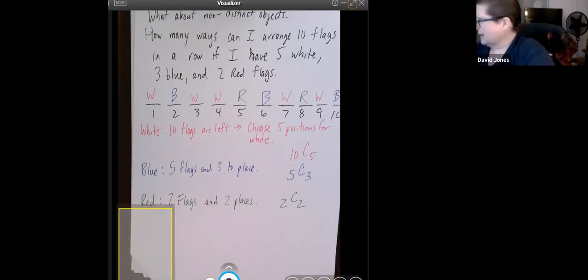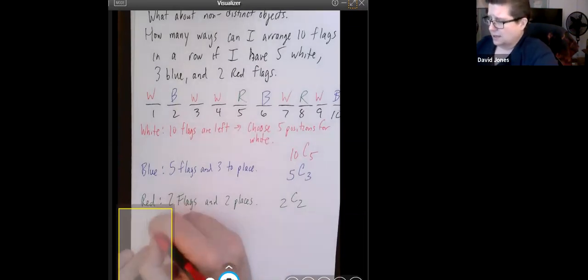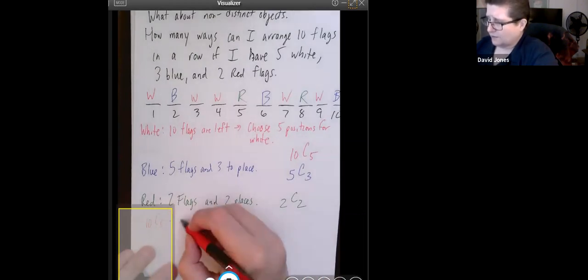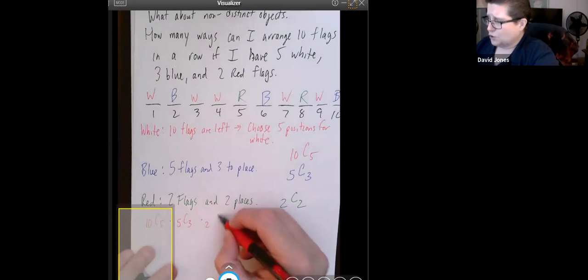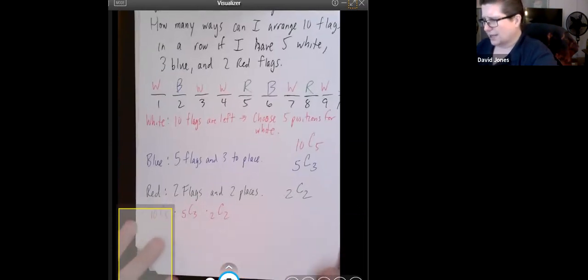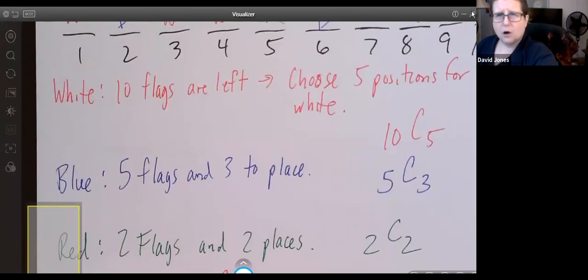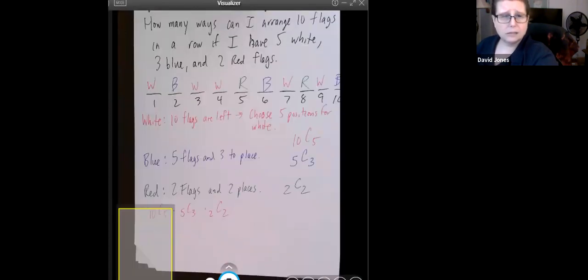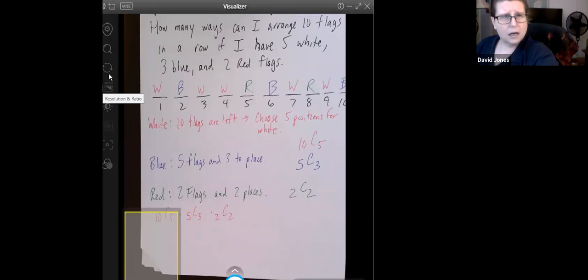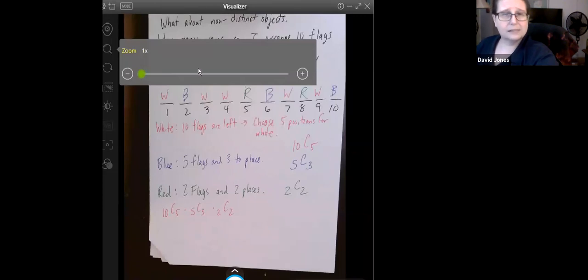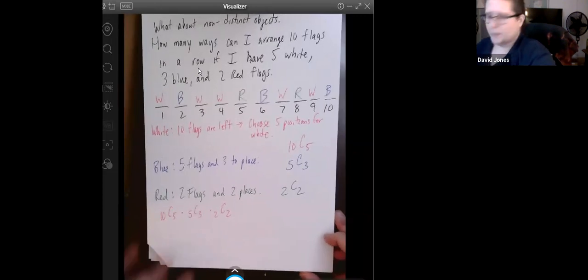What this ends up being is I can multiply these. 10 choose 5, times 5 choose 3, times 2 choose 2. I'm going to write out what they are in the factorial form. What's going on here? Whoa. I think that zoomed a little bit. There we go. Yeah, I did. That little yellow square was irritating me. All right.